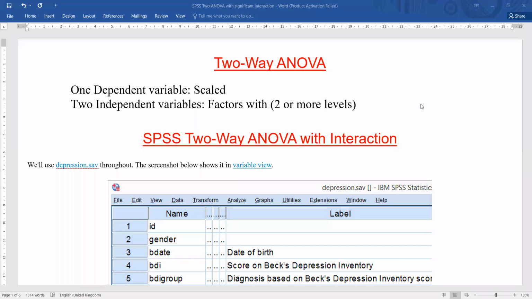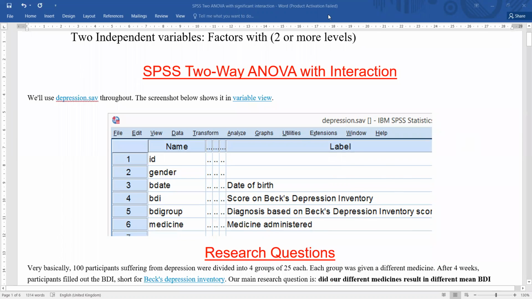Two-way analysis of variance. For two-way analysis of variance, we need one dependent variable, which is quantitative or scaled in nature. We need two independent variables, which are factors or nominal variables. They have two or more levels. Two or more levels means they may have two levels or more than two levels. In this analysis, we are going to discuss and analyze a complete case study of two-way ANOVA.